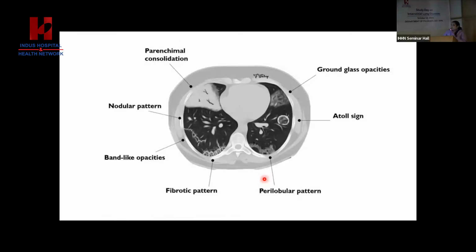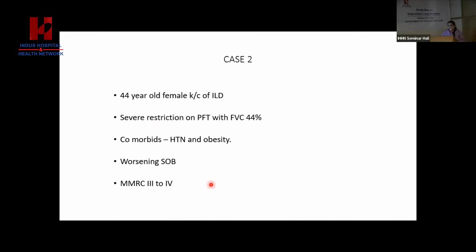So these are the features that we would see in COP. In our case, we saw the ground glass opacities as well as the parenchymal consolidation. And then there was also a fibrotic pattern. So that further confirms that that was indeed COP.